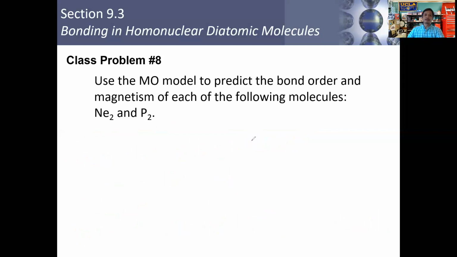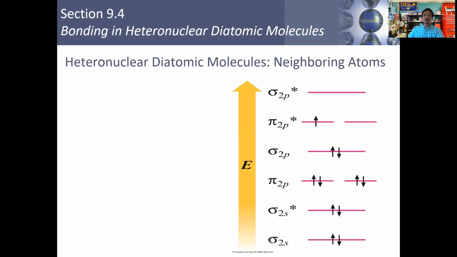Now, with that said, most of the molecules that we deal with are not homonuclear. Instead, the molecule is made up of 2 separate atoms. And so, how do we go about doing that?